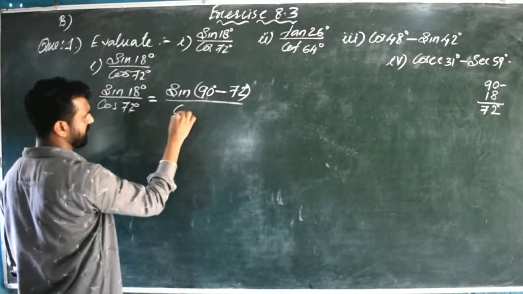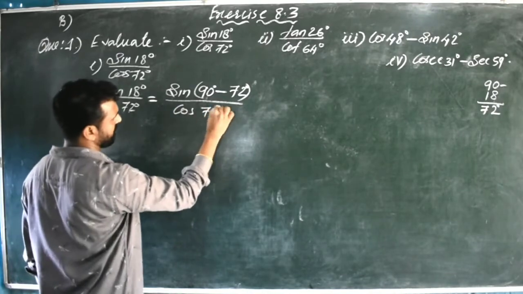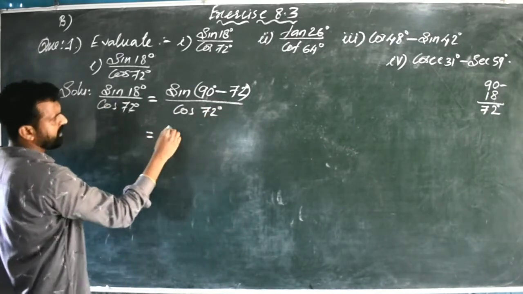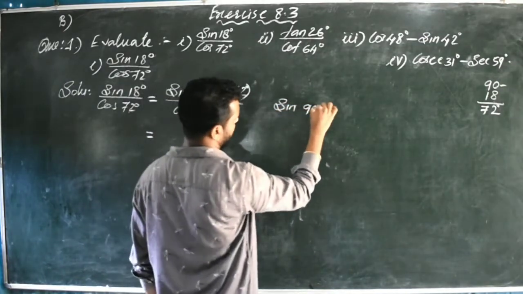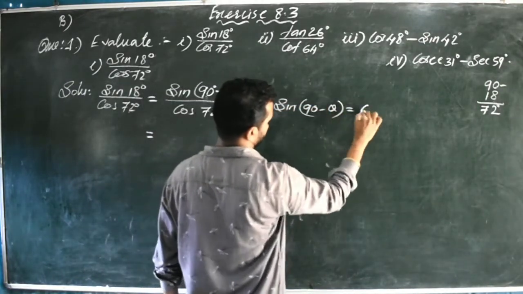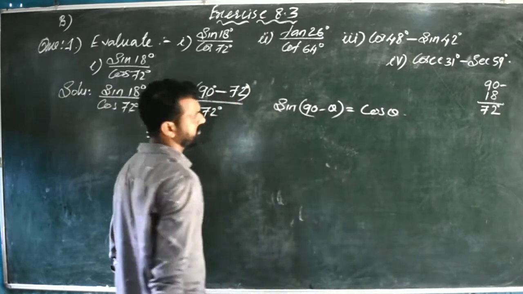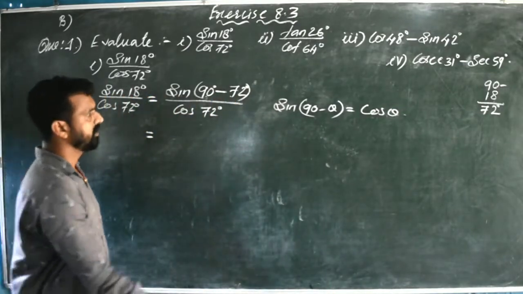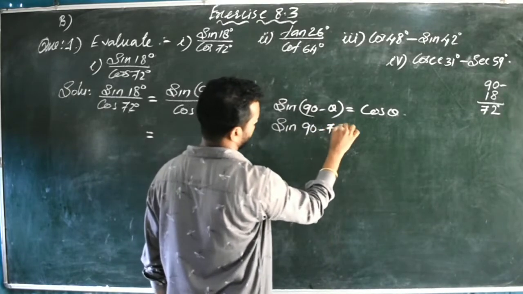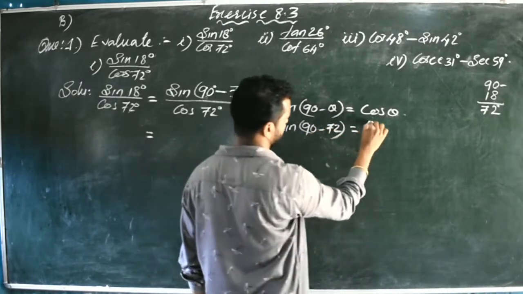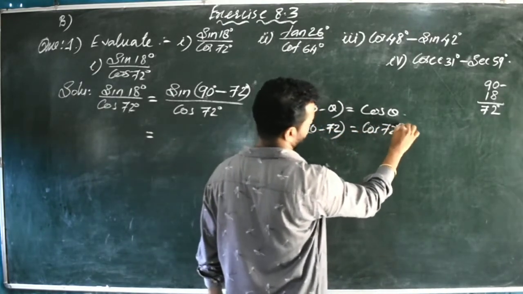Cos 72, you write as it is, cos 72 degree. Then that is equal to sine 90 minus theta. We have studied the formula: sine 90 minus theta is equal to cos theta. Therefore, sine 90 minus 72 is equal to cos 72 degree.